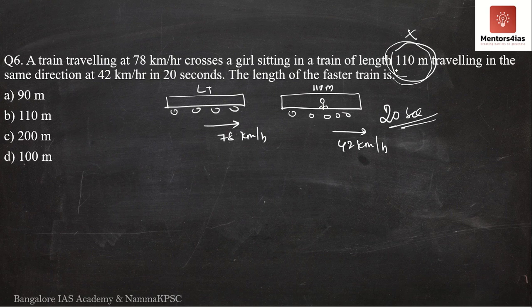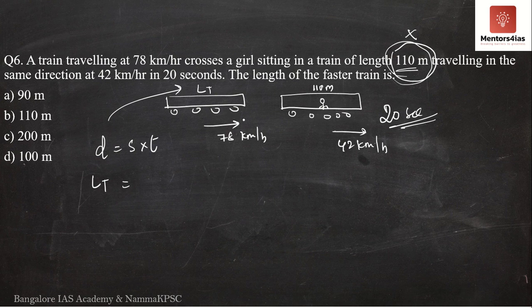But we know that this information is entirely unnecessary, because the question is saying that this train takes 20 seconds to cross the girl and not the train itself. If it had said it takes 20 seconds to cross this train, then yes, we need 110 meters, or else it is not required. So again, same thing, distance is equal to speed into time, where distance is nothing but the length of the train, where speed is what?